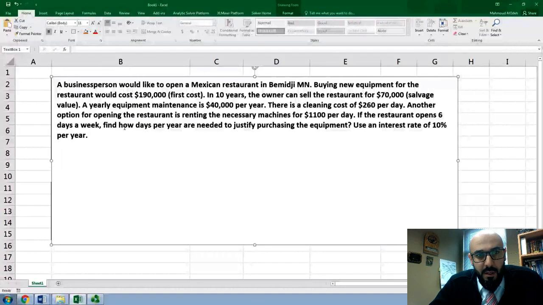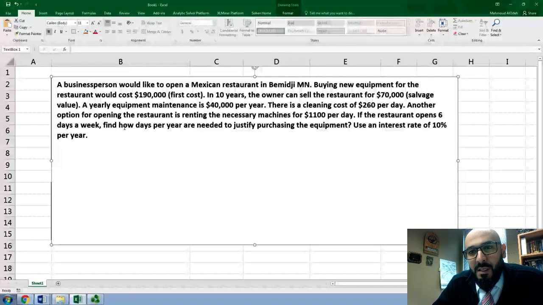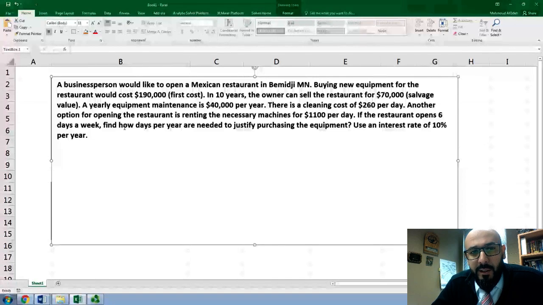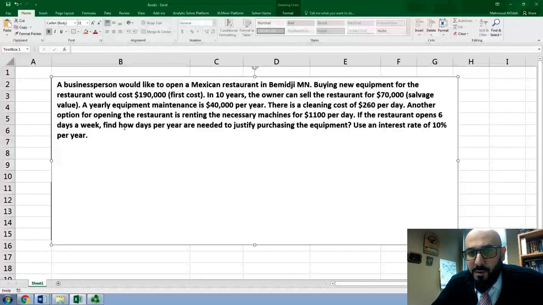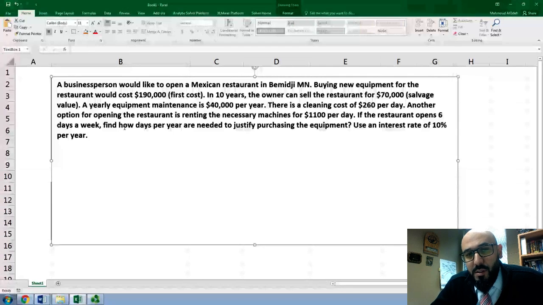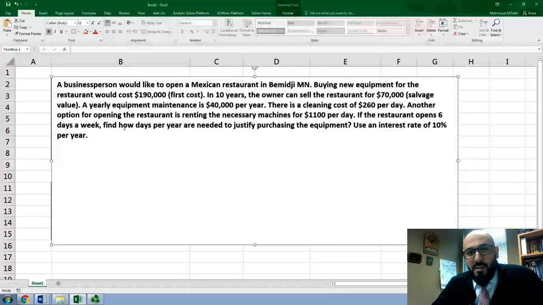A business person would like to open a Mexican restaurant in Bemidji, Minnesota. Buying new equipment for the restaurant would cost $190,000, and this is the first cost. In 10 years, the owner can sell the restaurant for $70,000, and this is what we consider the salvage value. A yearly equipment maintenance is $40,000 per year. There is a cleaning cost of $260 per day, but there's also another option for opening this restaurant.